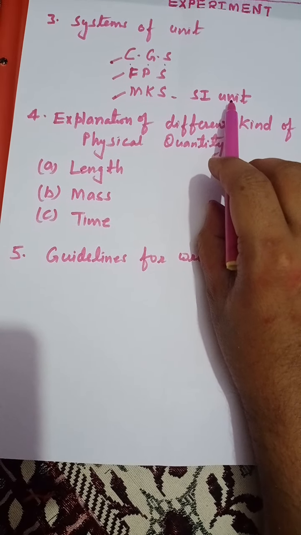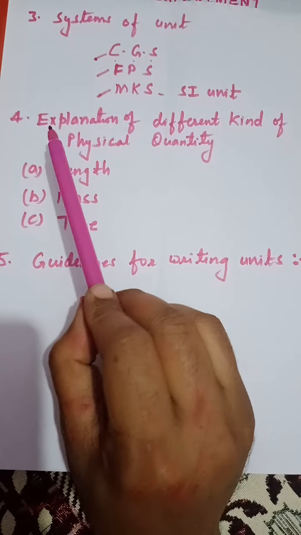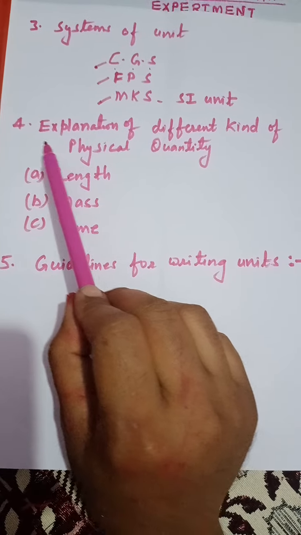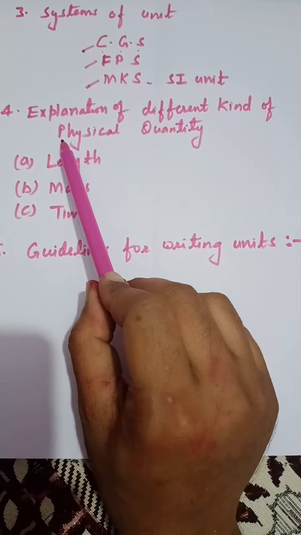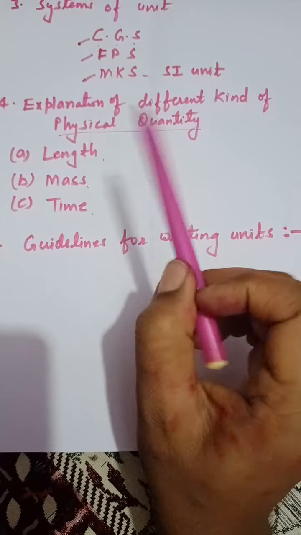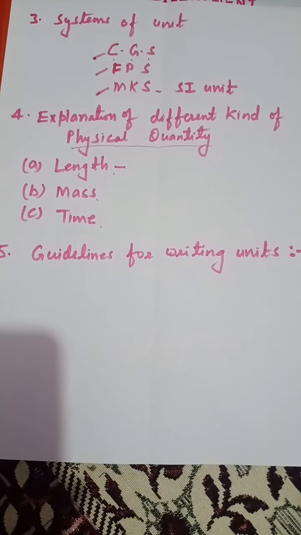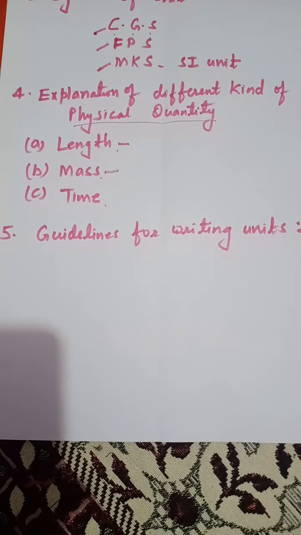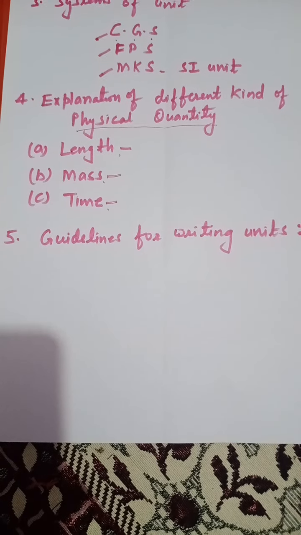In MKS system we measure a quantity with meter, kilogram and second, which is also called SI unit, the standard unit for our measurement. Then after systems of unit, the next topic in the book is explanation of different kinds of physical unit. Under this section we are going to study length, mass and time. Under each of these we are going to study its multiples and submultiples.